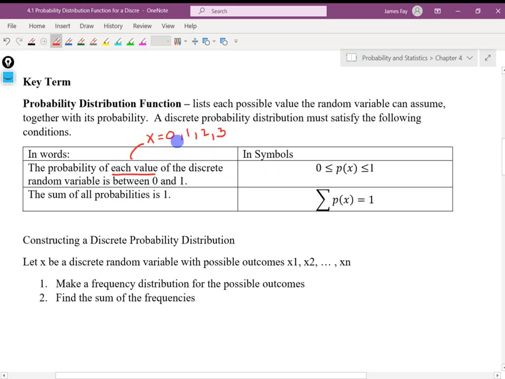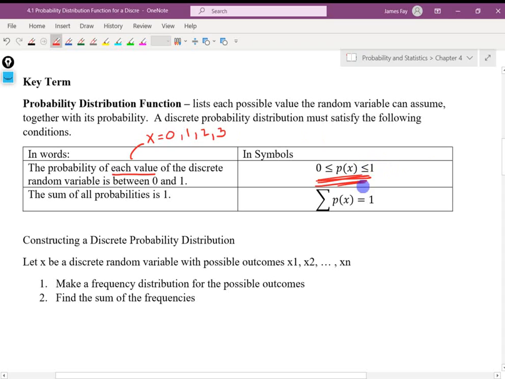So the probability that we get 0 heads will be between 0 and 1, inclusive, meaning you could have 0 chance of that happening, or it could be certain. Now if it was certain, that's kind of a boring thing.